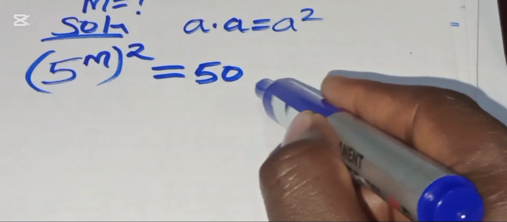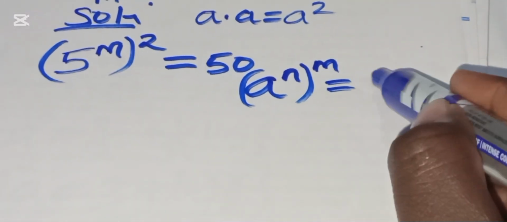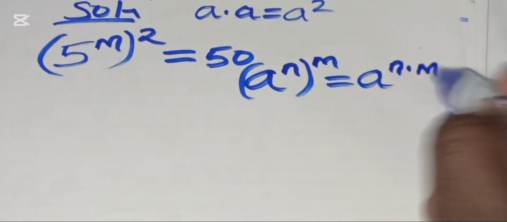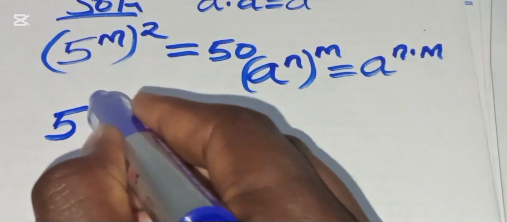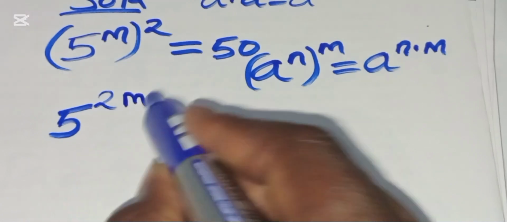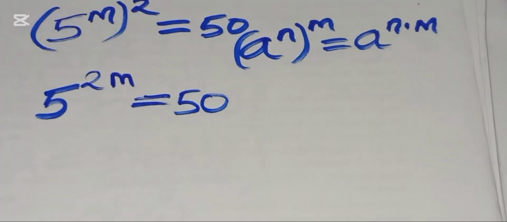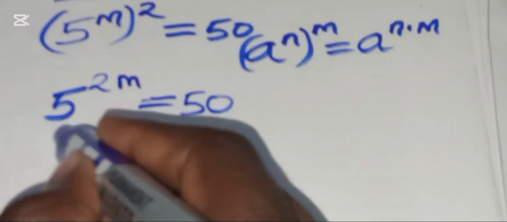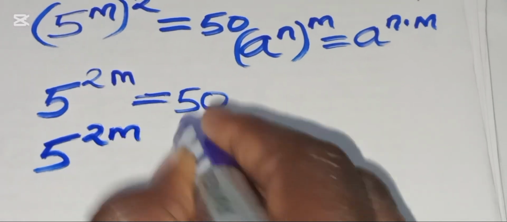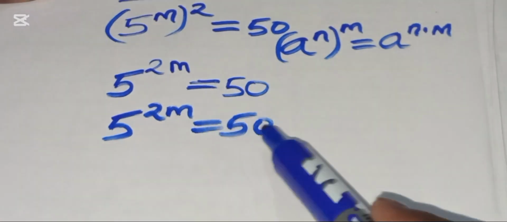Now from what we have here, this is the same thing as a raised to the power n, raised to the power m. This can be expressed as a raised to the power n multiplied by m. Applying this property, we're going to have 5 raised to the power 2m. This should give us a value of 50. So we have 5 raised to the power 2m is equal to 50.